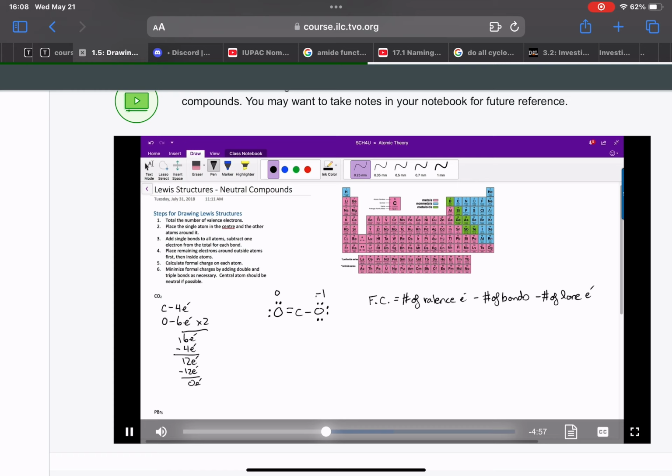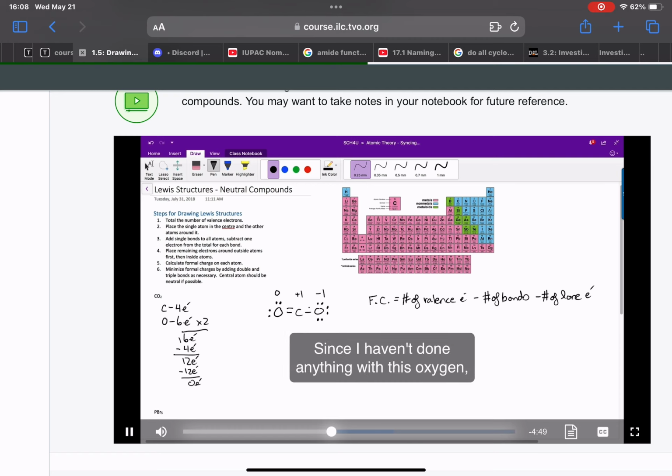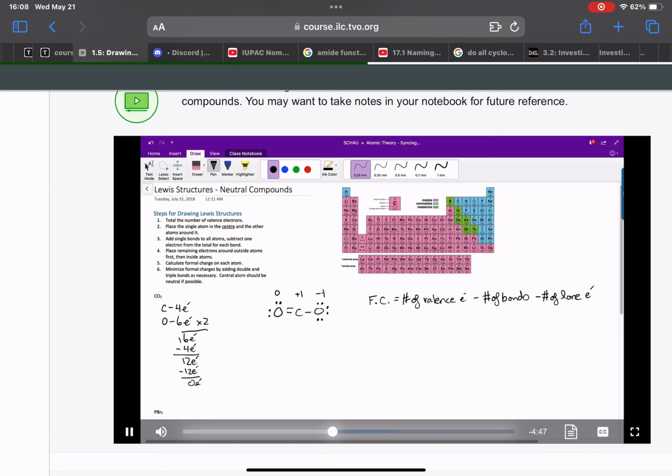If I look at carbon, it had 4 valence electrons. Take away 1 for each bond, and I'm down to +1. Since I haven't done anything with this oxygen, it'll still be at -1. To minimize the formal charge on that oxygen, I'm going to do the same thing. Take a lone pair of electrons, make them into a single bond.